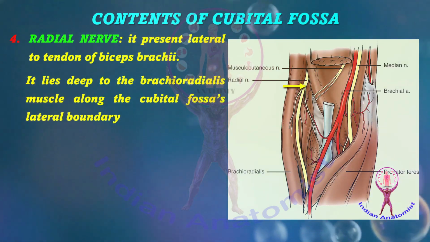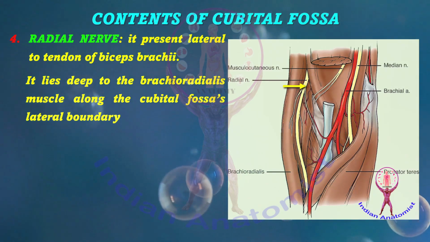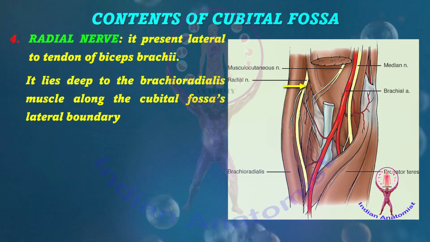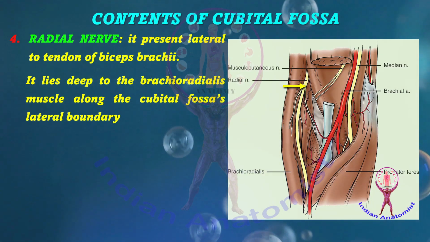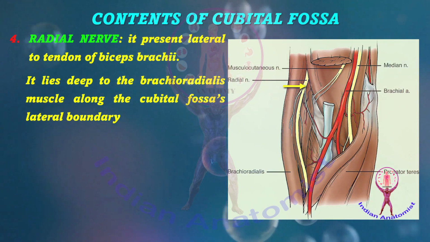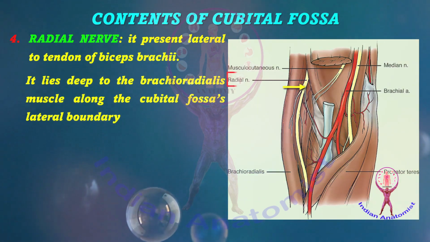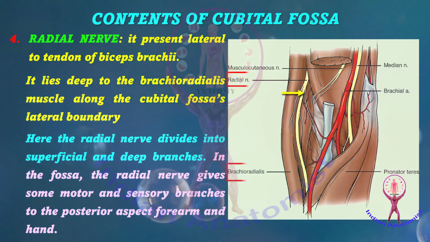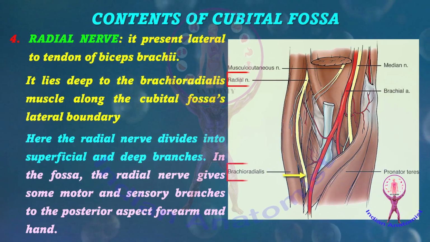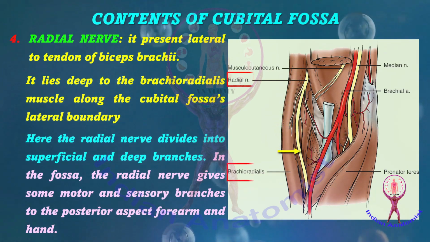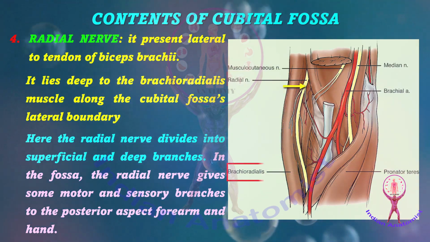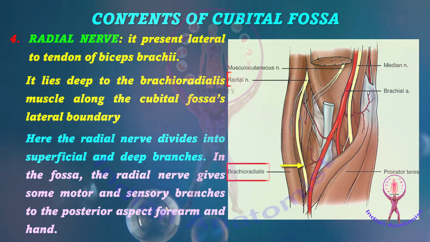The fourth and the last content of the cubital fossa is the radial nerve. It is present lateral to the tendon of biceps brachii. It lies deep to the brachioradialis muscle along the cubital fossa's lateral boundary. Here, the radial nerve divides into superficial and deep branches. In the fossa, the radial nerve gives some motor and sensory branches to the posterior aspect of forearm and hand.